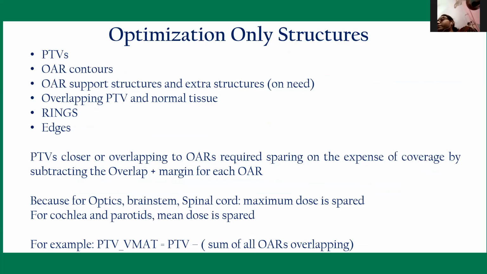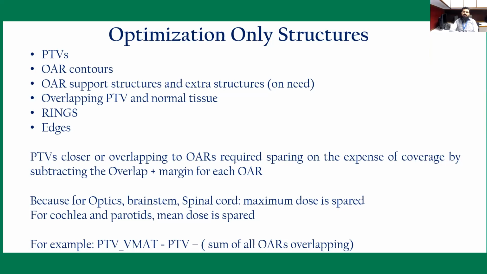So what are the optimization only structures? We have the PTV, the final PTV. Then we have the OAR contours and some extra structures which are used on need. And then we have the overlapping PTV and normal tissue. In contouring by the physician, the PTV and the normal structures are merged into each other. So what we have to do is introduce another PTV so that we have a better optimization for that. Then we have rings and edges, which will be described later in the slides.